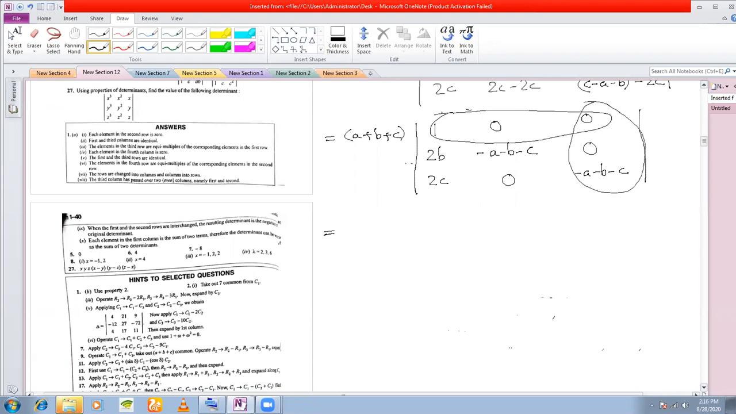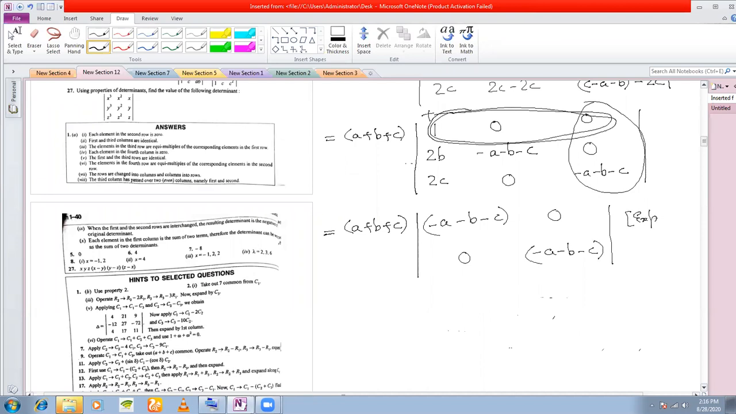Let us expand by the first row. This is the plus position, so a plus, b minus, c plus. Then minus a minus b minus c, 0, 0, 0, minus a minus b minus c. You'll give your reason: expanding by the first row. We will get minus a minus b minus c whole square.